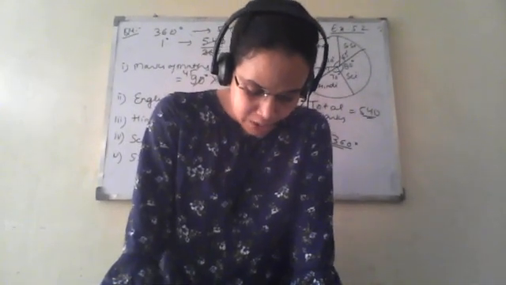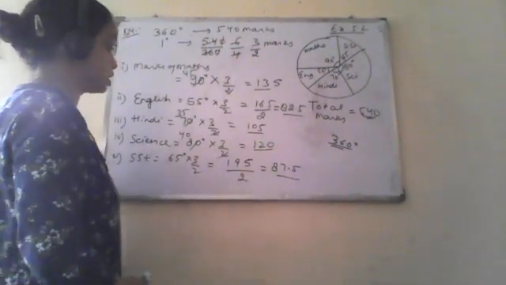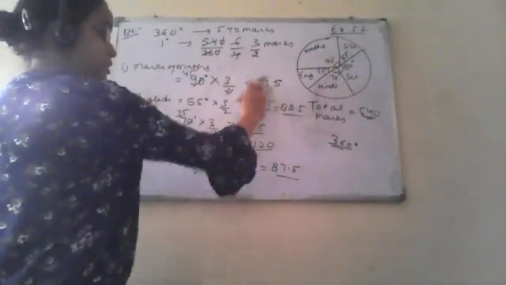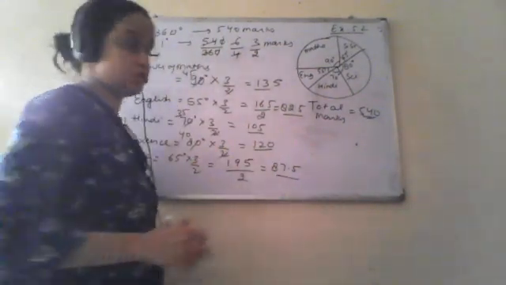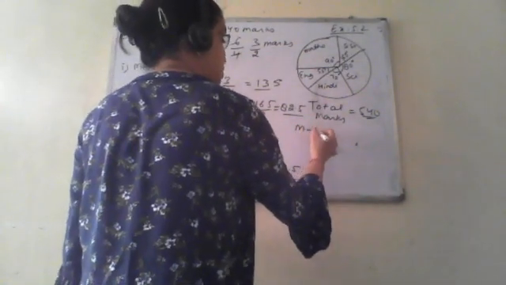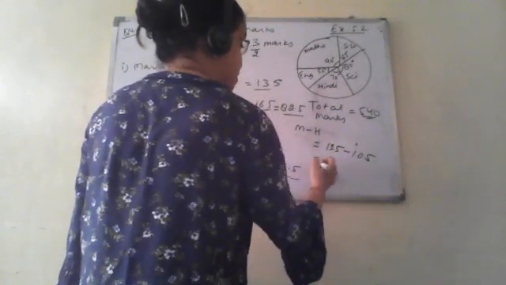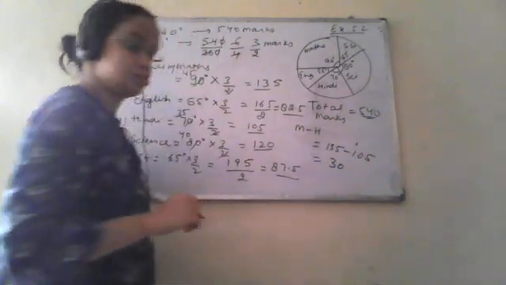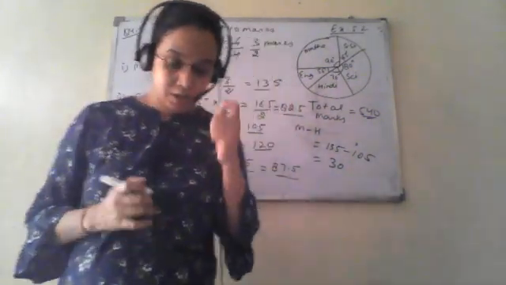How many more marks were obtained by the student in mathematics than in Hindi? So how many more marks were there? In maths, he scored 135. In Hindi, he has scored 105. So the difference between maths and Hindi marks is 135 minus 105. This is 30 marks. Okay, he has scored 30 more marks in maths as compared to Hindi.